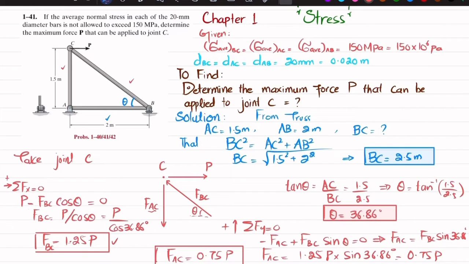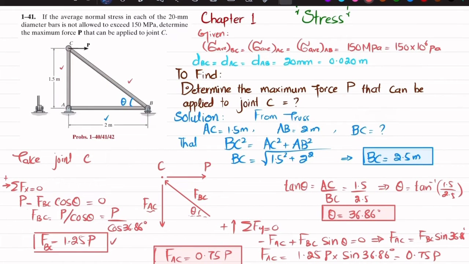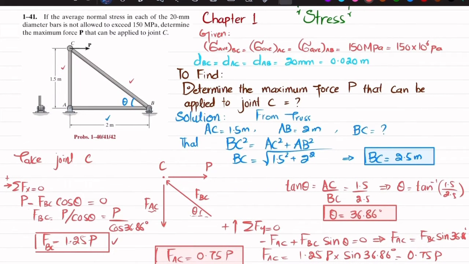Now you can see that initially I told you that member FBC is in compression, and this member AC will be in tension. So we will write it over here. I will choose another color. FBC is in compression, so I will write C, and AC is in tension. Okay. Now we'll move toward another page. We will find this FAB.